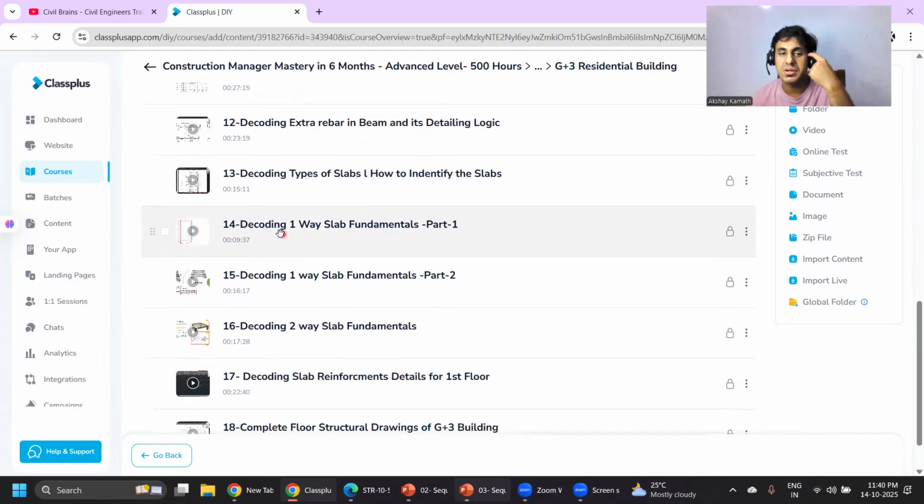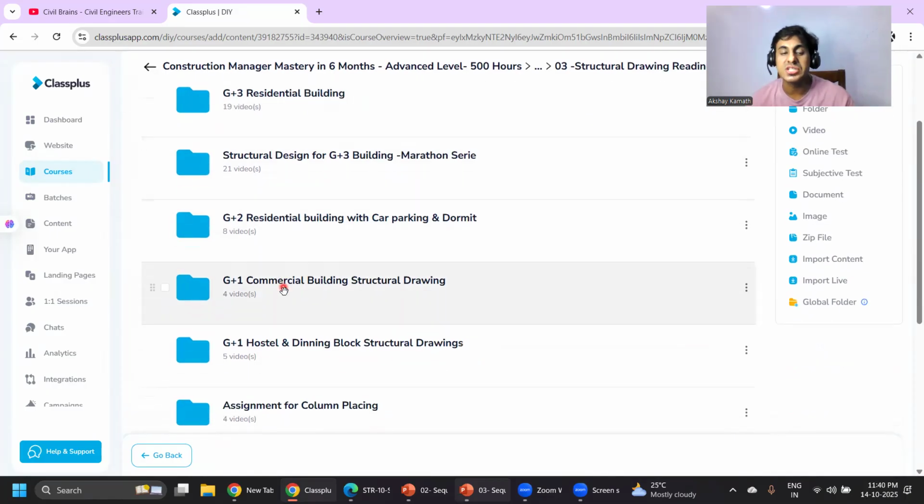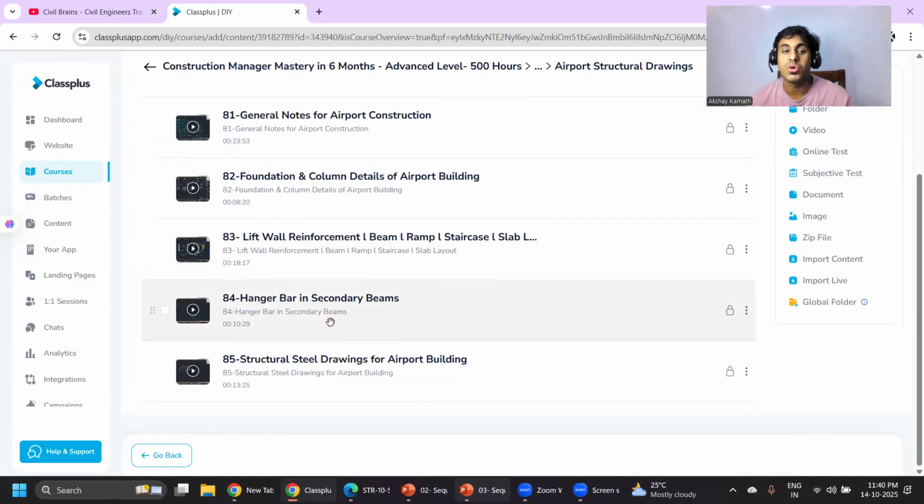Decoding the types of slab, decoding one-way slab, decoding one-way slab fundamentals, decoding two-way slab, decoding the slab reinforcement, complete floor structural drawings of a G+3 building. Got it? Only for one drawing I'm explaining. Here I'll explain more than 20 drawings. So you can see I have even covered certain airport drawings and all.